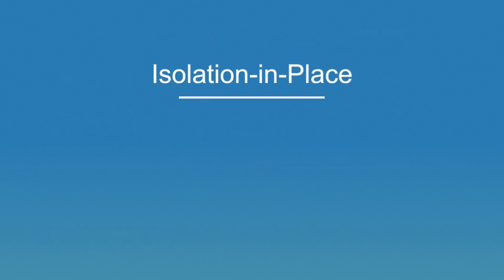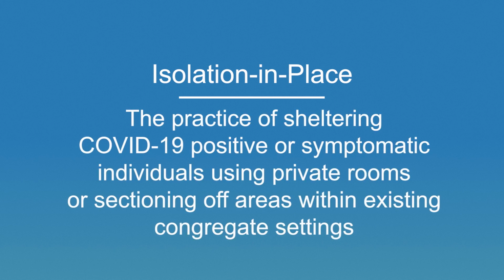When isolation spaces are limited due to the impact of COVID-19 or flu outbreak, shelter providers may need to consider isolating symptomatic residents on site. The practice of sheltering COVID-19 positive or symptomatic individuals using private rooms or sectioning off areas within existing congregate settings is known as isolation in place.